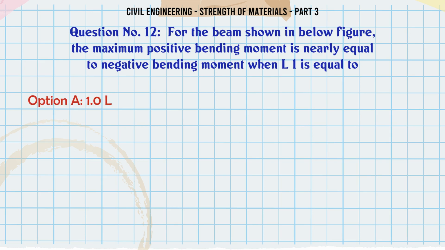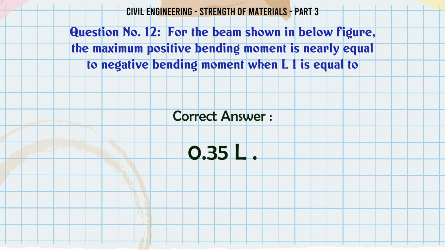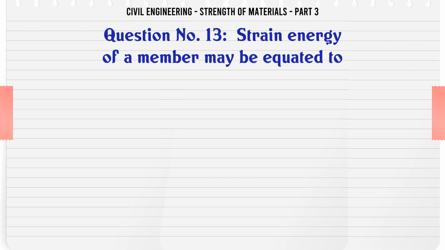For the beam shown in the figure below, the maximum positive bending moment is nearly equal to the negative bending moment when L1 is equal to A) 1.0 L, B) 0.7 L, C) 0.5 L, D) 0.35 L. The correct answer is 0.35 L.